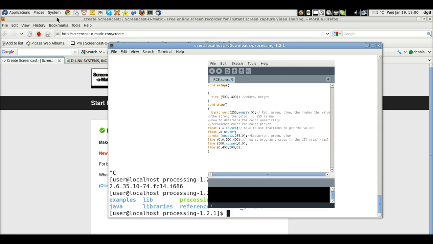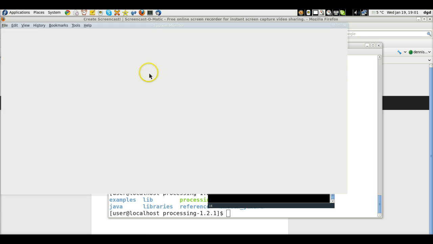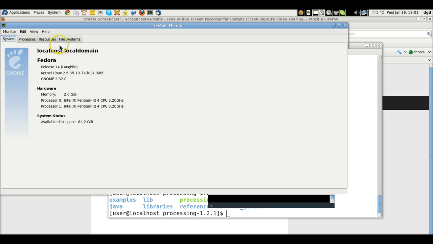So let's go take a look at system, about this computer, see if we can pick up processing 1.2.1, see if it's still hovering in the system tray somewhere, or the equivalent of the system tray. Okay, there's the system monitor.